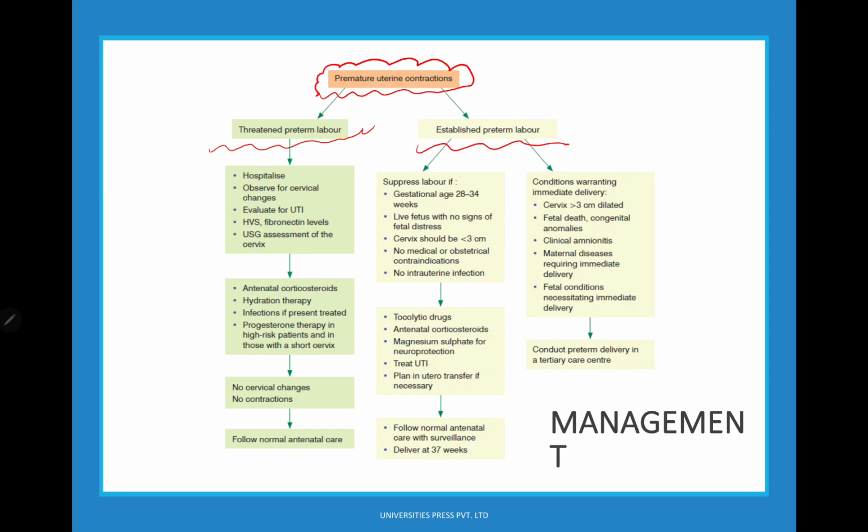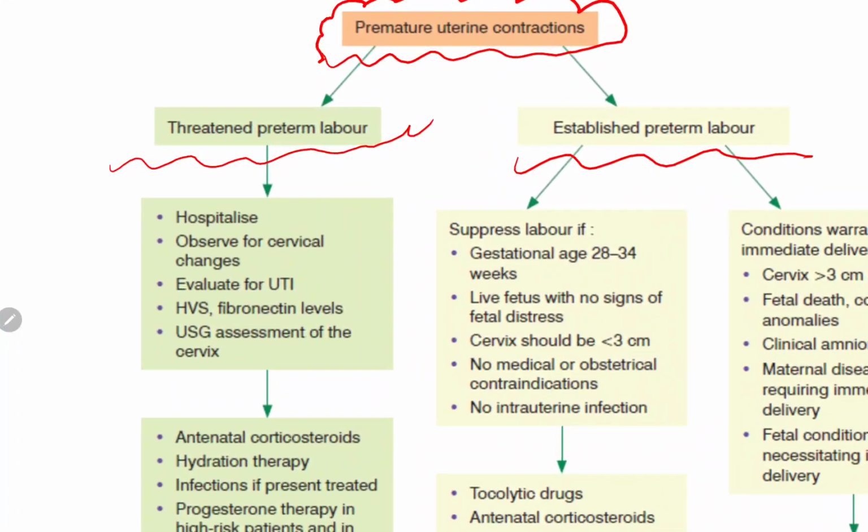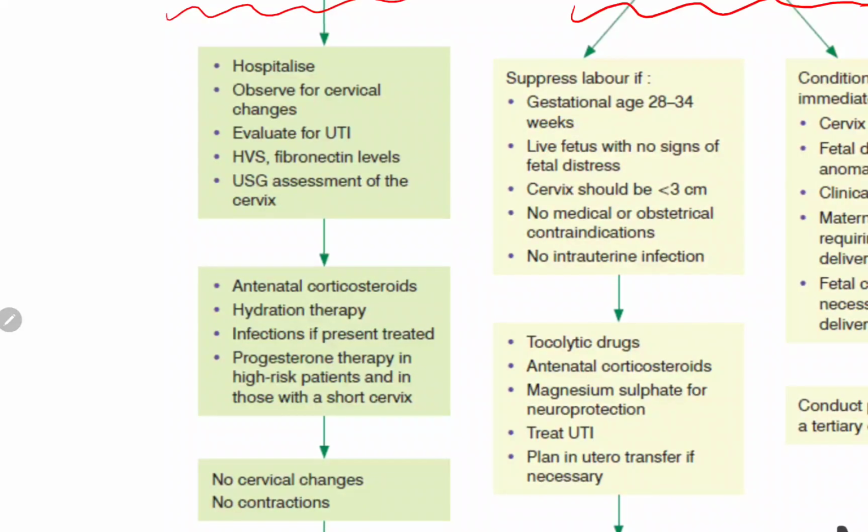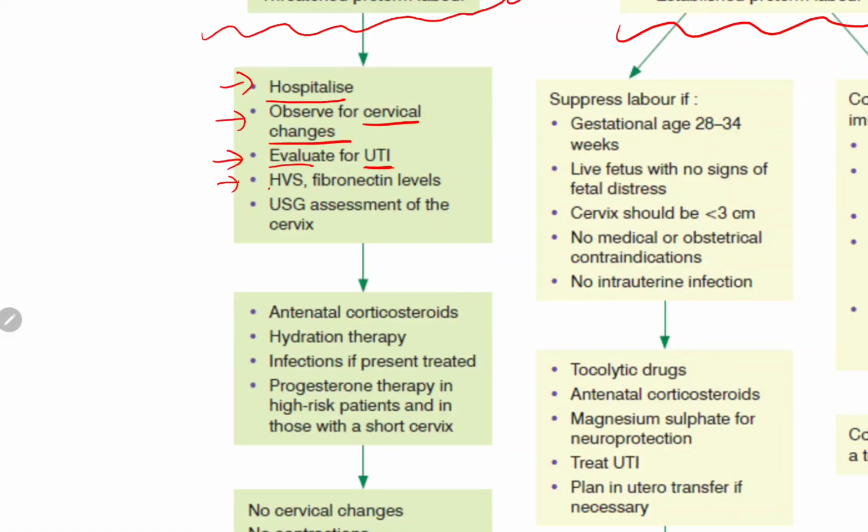Now what should we do if it is a threatened preterm labor? If it is a threatened preterm labor, we need to first hospitalize the patient and then observe for cervical changes. After observing the cervical changes, we also need to evaluate for urinary tract infection. And then we will be doing a high vaginal swab, and also we will be looking for the fibronectin levels. And the next thing we'll do is ultrasound assessment of the cervix.